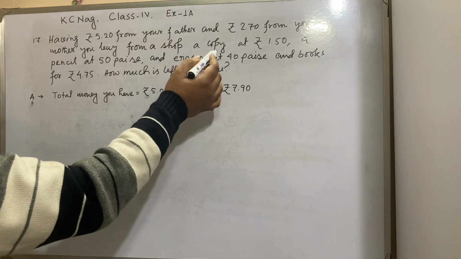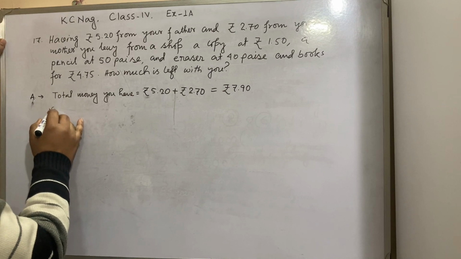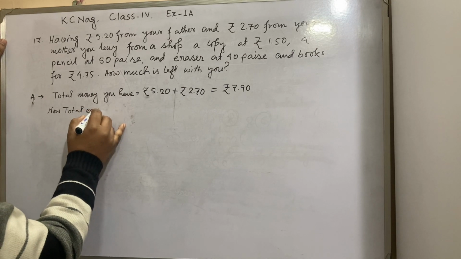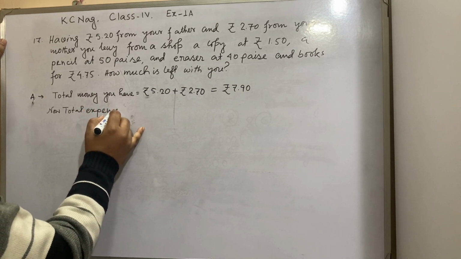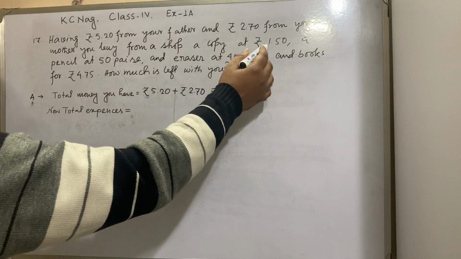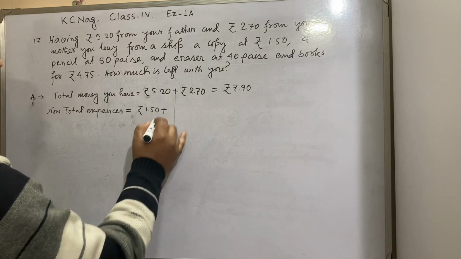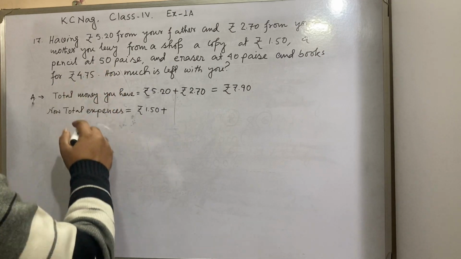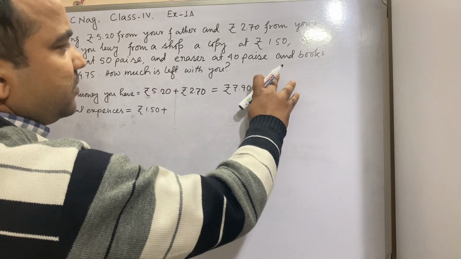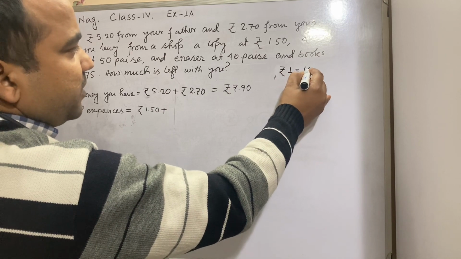Next, and how much you are expensing? Now total expenses is equal to you bought a copy for rupees 1.50 plus a pencil at 50 paisa. Acha, here in the rough rupees 1 means 100 paisa.